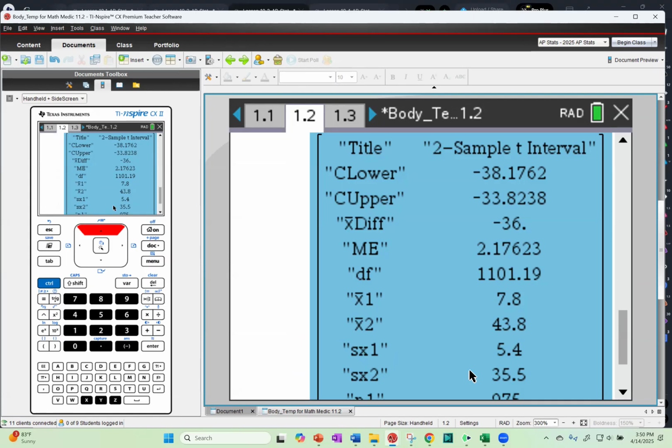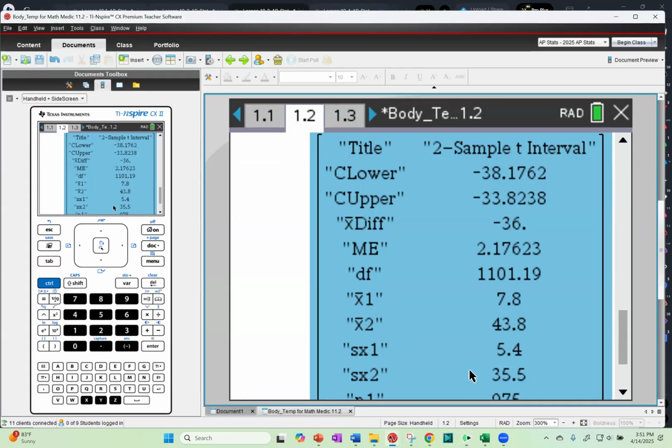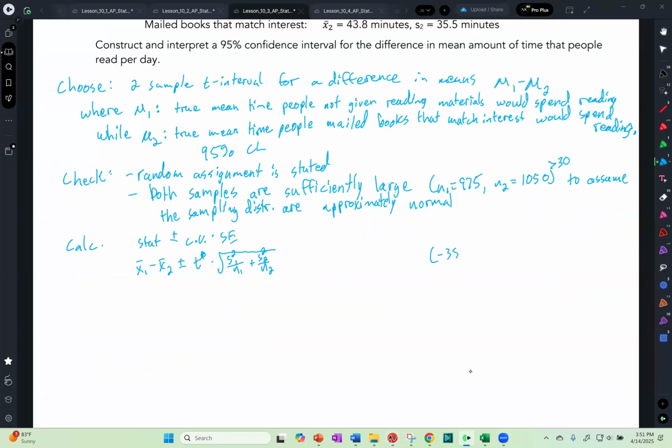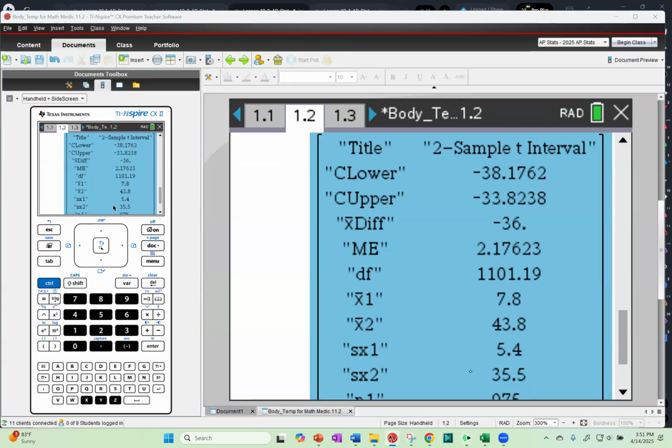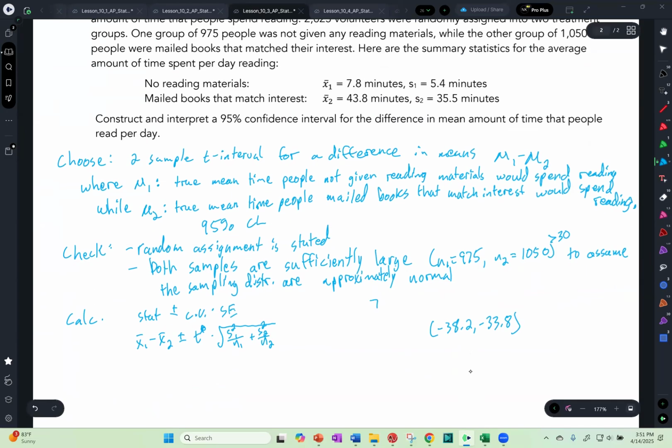Notice it went ahead and spit out a degrees of freedom. That's a large enough degrees of freedom. We might as well just use the Z instead of a T distribution. I'm going to talk about two things with the T in a second, but right now I want to just write down my confidence interval of negative 38.2 to negative 33.8. There's my interval.